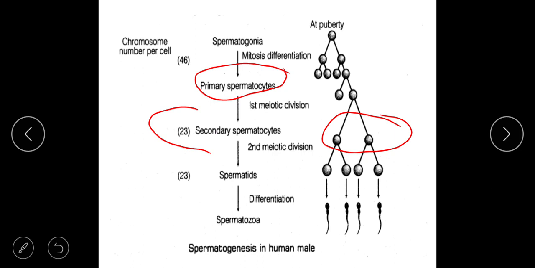These secondary spermatocytes now undergo the second meiotic division, resulting in the formation of non-motile structures called the spermatids. These spermatids later on differentiate and develop the flagellum, and they are called the spermatozoa. Just remember, the differentiation of the spermatids into spermatozoa has another term: spermiogenesis.